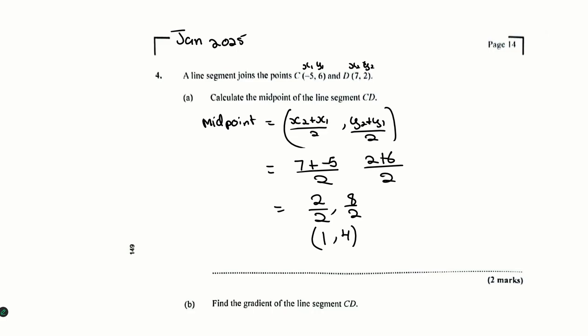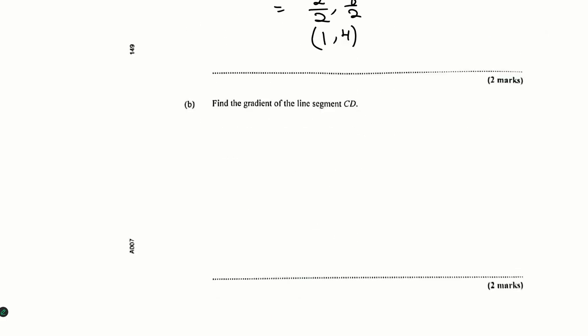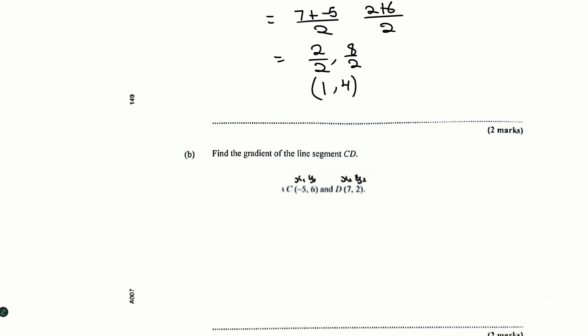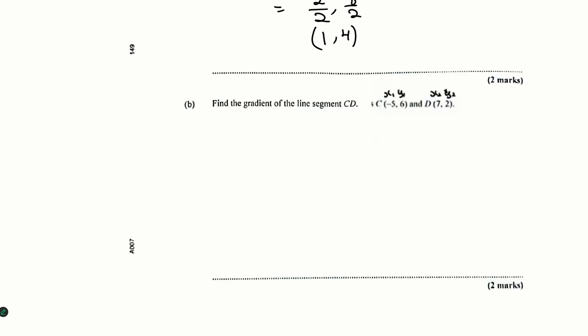Simply remember your formula and how to apply it. It's a simple 2 marks. Find the gradient of your line segment. Again, you just need to know your formula and you should be good. I'm just putting this here so I don't have to scroll up. So gradient of a line is equal to y2 minus y1 over x2 minus x1, which is 2 minus 6 over 7 minus 5.